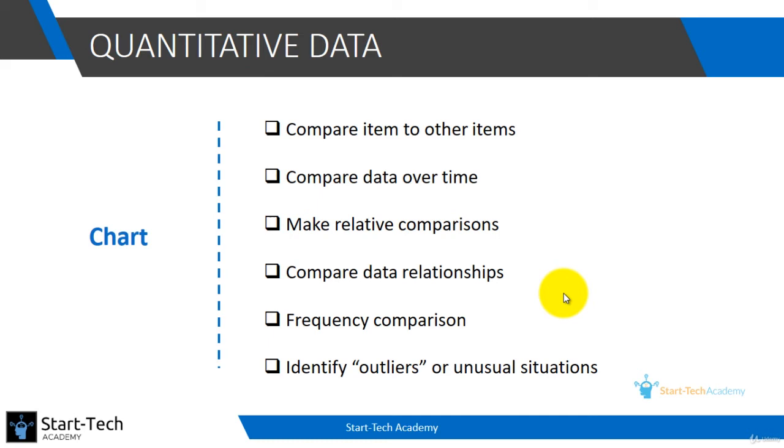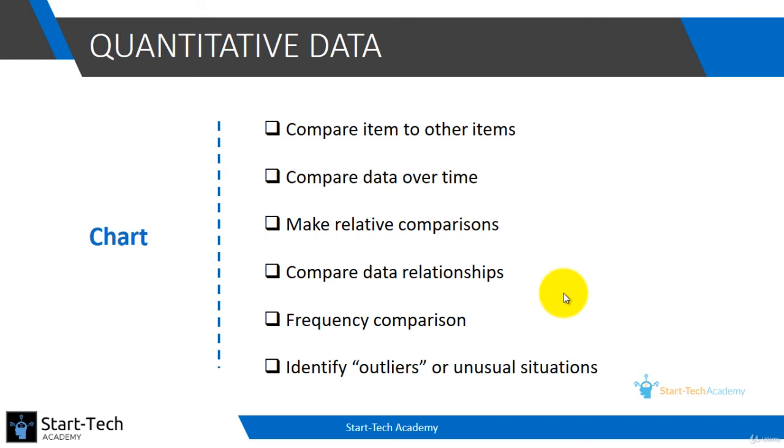The fourth type of message is comparing data relationships. We may want to explore the relationship between two variables. A common example of relationship between variables is marketing expenditure versus sales. So you may want to see if increasing the marketing expenditure is increasing your sales or not.